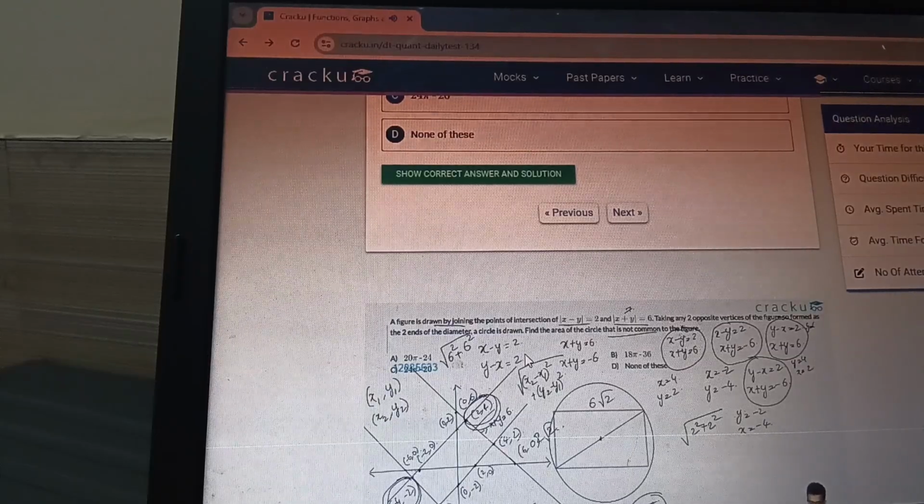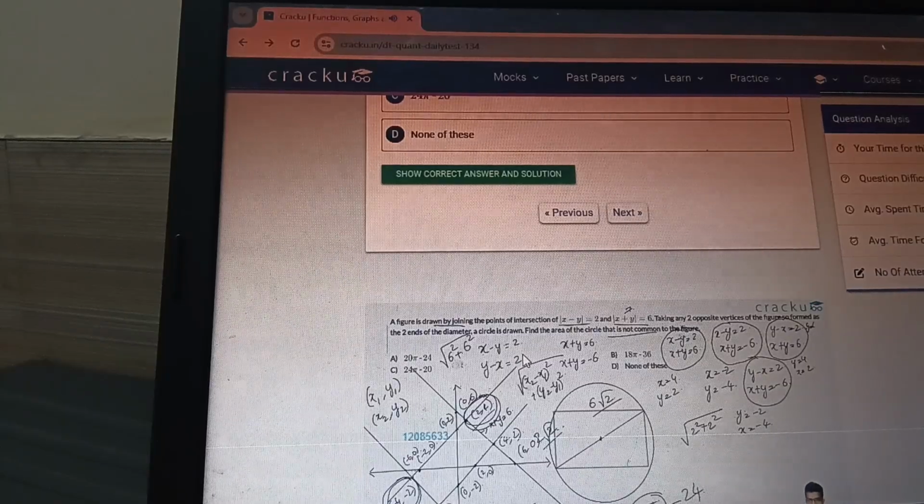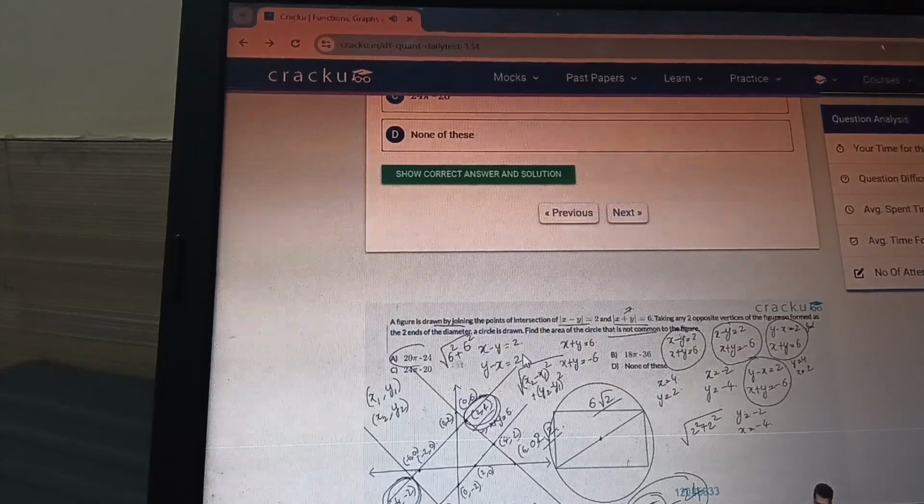The area of the rectangle is length into breadth, that is 6 into 2 into root 2 into root 2, which is equal to 24. So the area which is part of the circle but not part of the rectangle is 20 pi minus 24, which is equal to option A.